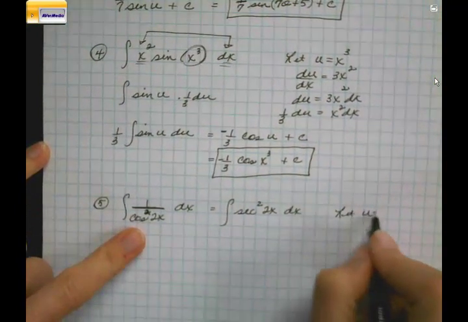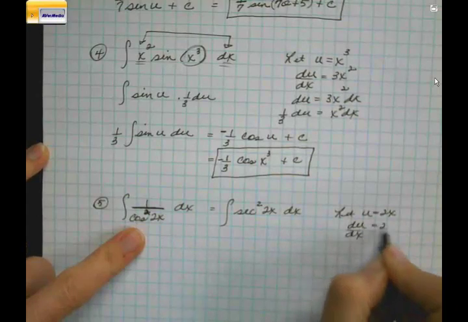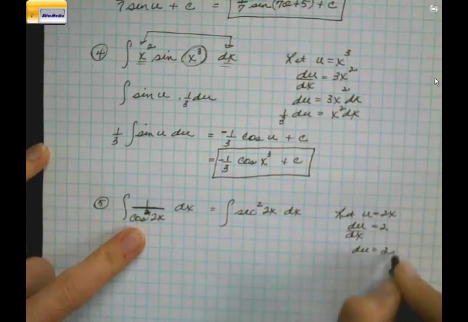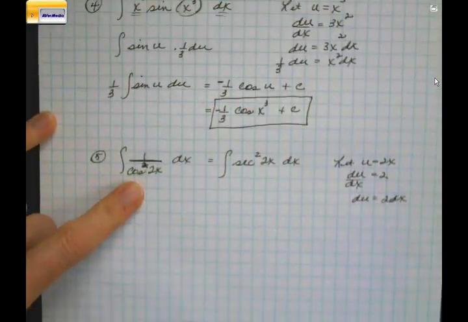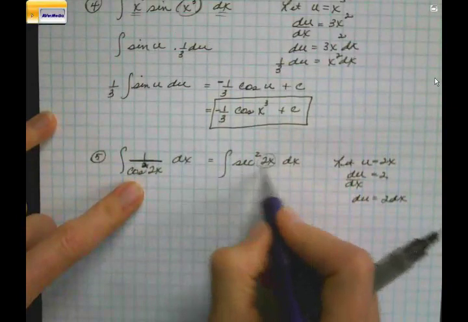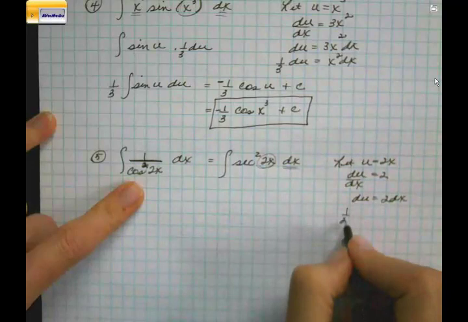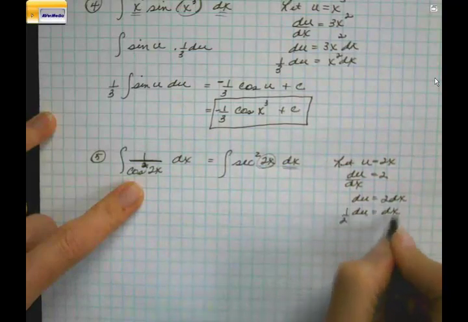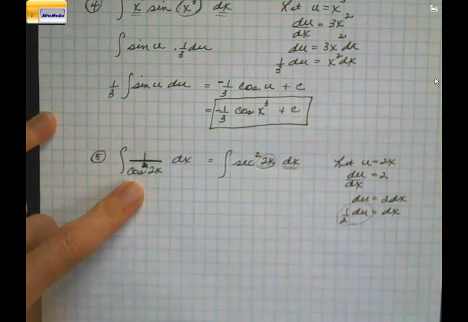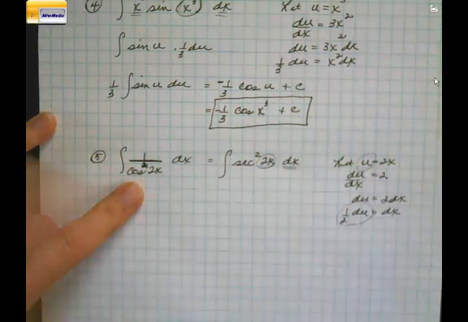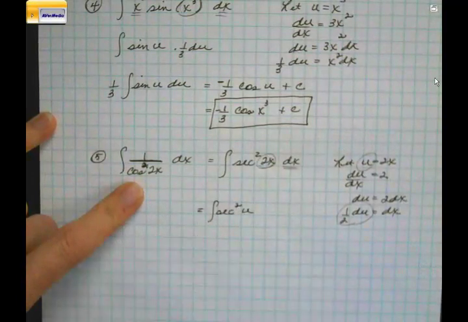So let's let u equal 2x, then du dx equals 2, or du equals 2 dx. Well, we're not quite far enough here. We have now secant squared u, but the dx is going to be replaced. So I need dx, not 2 dx. So I do 1/2 du is dx. So dx will be replaced by 1/2 du, and the 2x will be replaced by u. So now this becomes the integral of secant squared u.